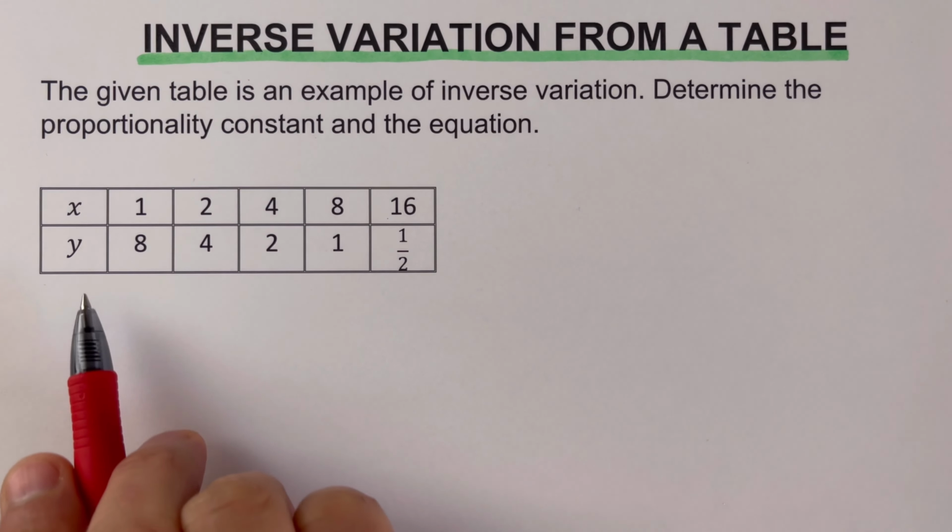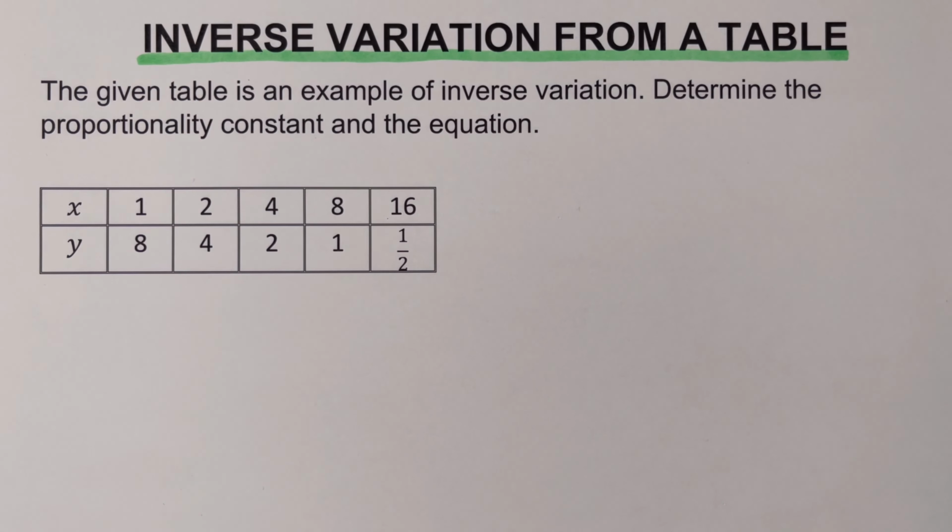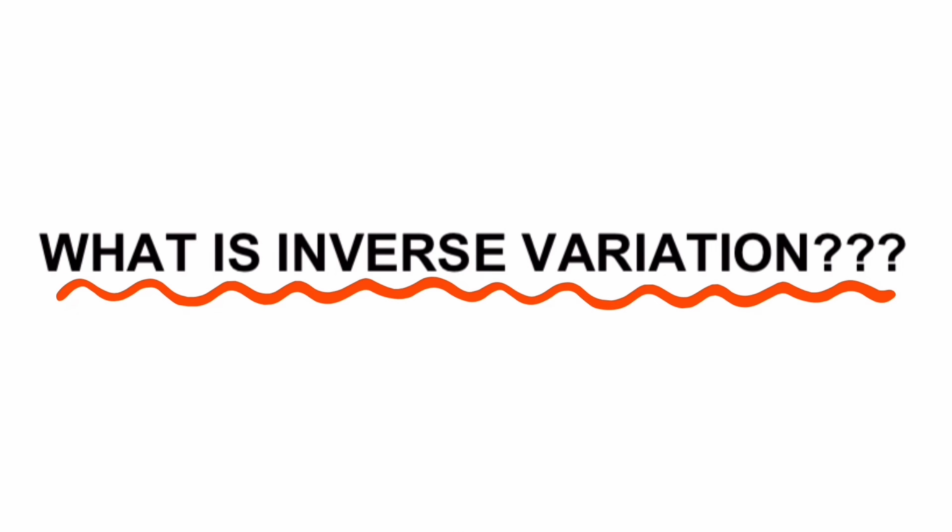Before we jump into this example, let's have a review on the basics of inverse variation. So what is inverse variation? To better understand this type of variation, let's look at variable A and variable B. For inverse variation, if variable A increases, variable B will decrease.